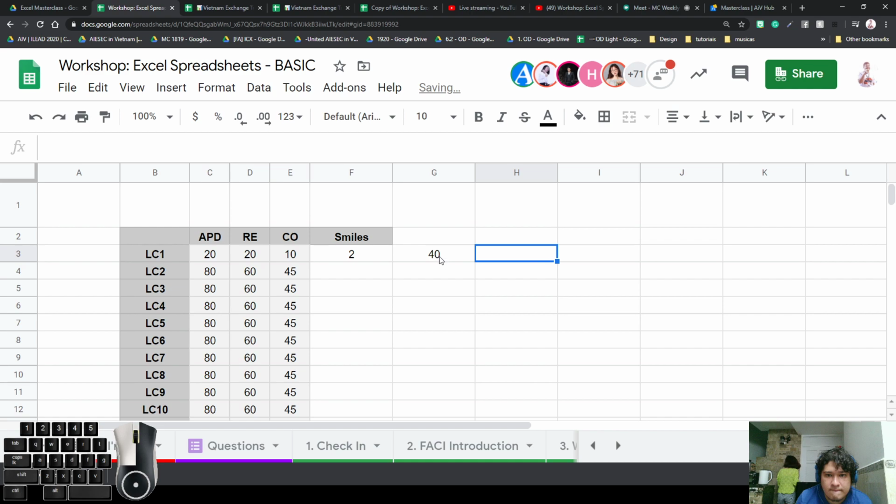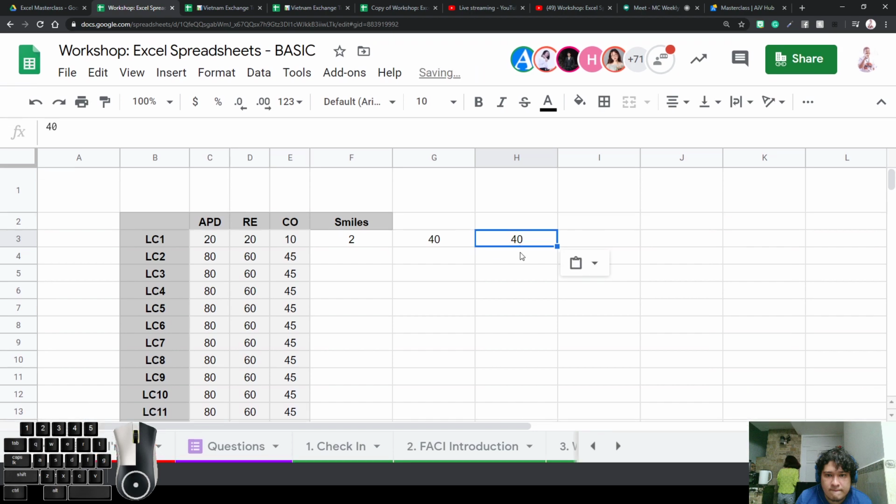But maybe that's not what I wanted, right? So what I wanted was 40. I wanted to show 40 here. So I'm going to copy again, and I'm going to paste just the value. So Shift, Control, V. Done. I have 40. And there's no formula here. See, there's no formula. Here there's a formula.